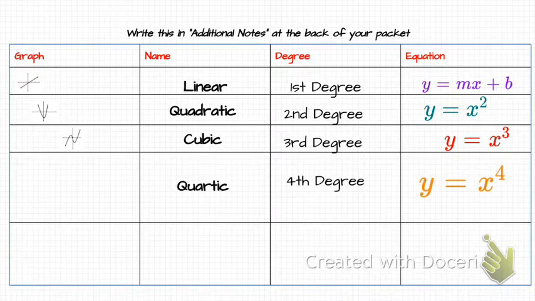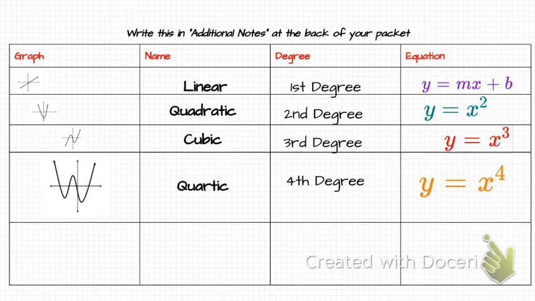The next one is called quartic. Quartic. Go ahead and write that down for me as the next row in your chart. A quartic function is a 4th degree polynomial. It looks like y equals x to the 4th. And it has 4 x-intercepts, so the graph looks like this, where it goes up and down and up and down and up and down and crosses through 4 times. And again, we call that quartic.